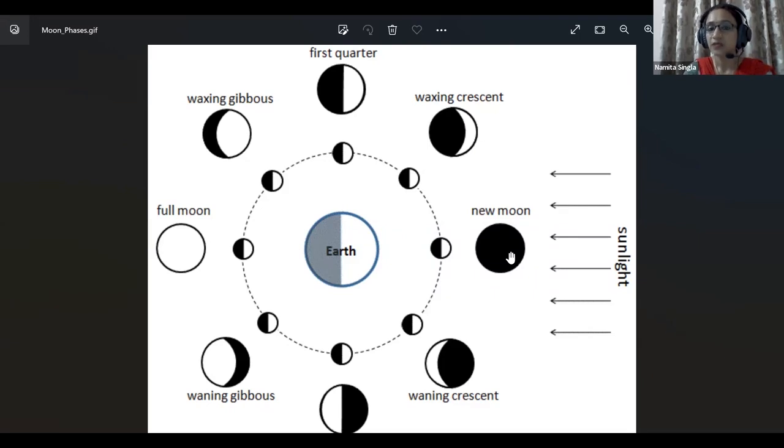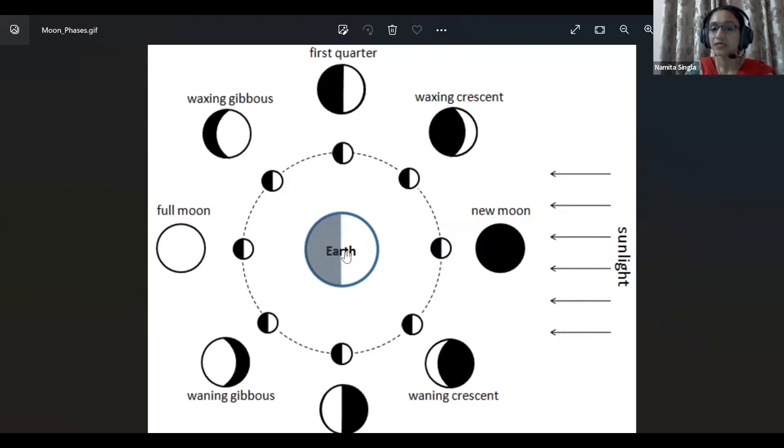Why are we not able to see the moon on a new moon day? Because the moon is in between the earth and the sun. Sun rays are coming from this side. Sun rays are falling on this side of the moon, this half. But we are present on the other side, on the other side of the moon from the sun. Right? So the illuminated part of the moon is on this side, but we are on the other side of the moon. So we are able to see that part of the moon which is not enlightened by the sun.